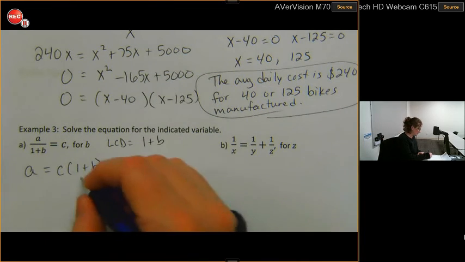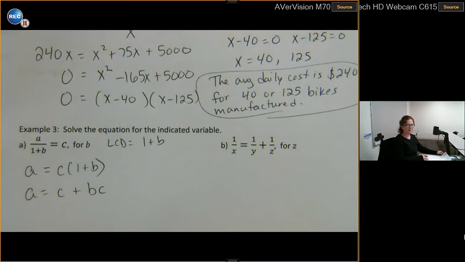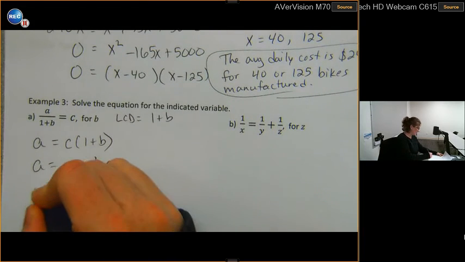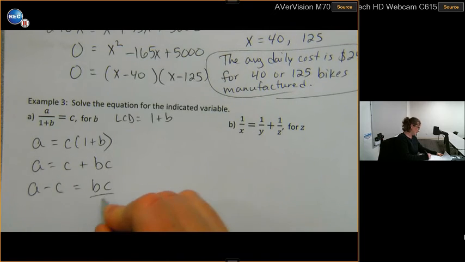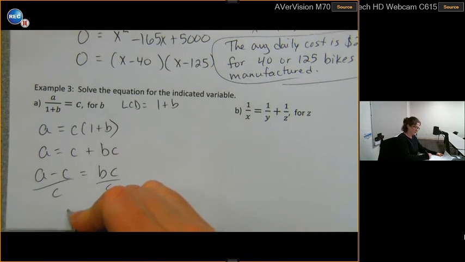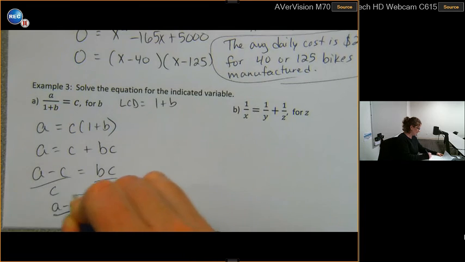And then I'm going to distribute. And then I have to get the b by itself. So I'm going to subtract the c. And then divide by c. A minus c over c equals b.